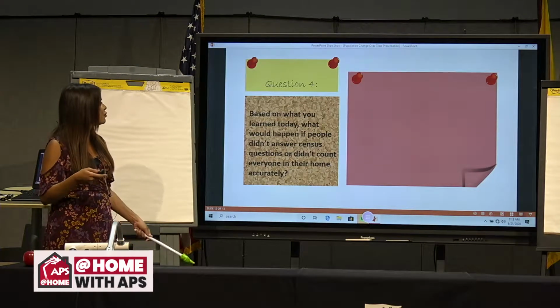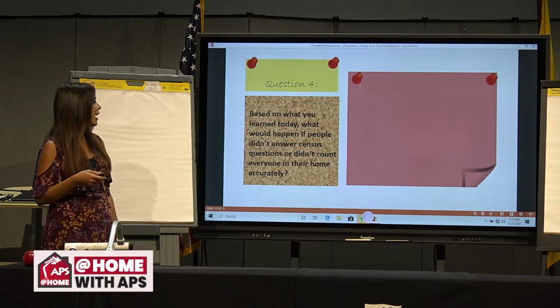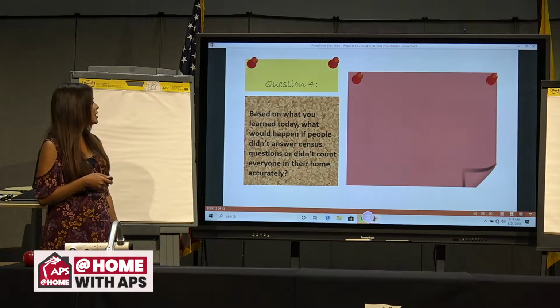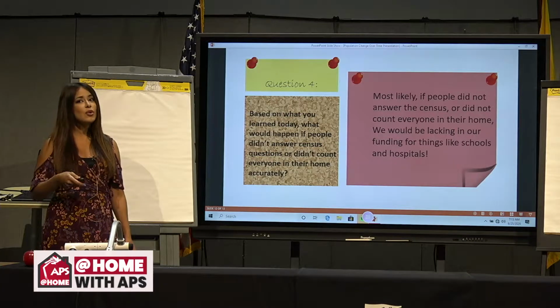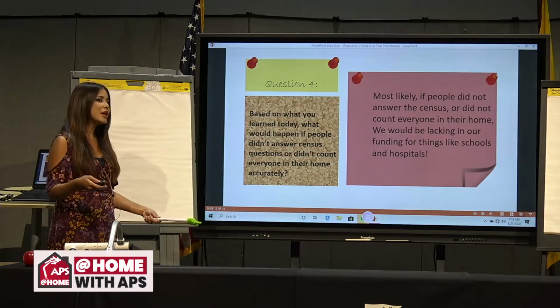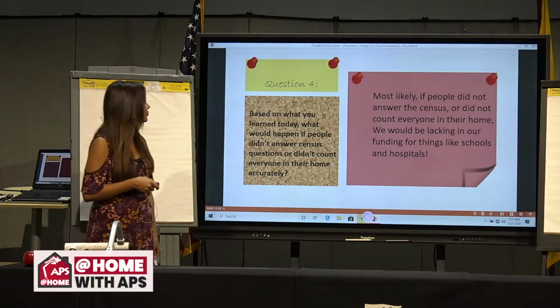And lastly, based on what you learned today, what would happen if people didn't answer the census questions or didn't count everyone in their home accurately? Most likely, if people didn't answer the census or did not count everybody in their home, we would be lacking in some funding for schools, hospitals, roads, and our fire stations.